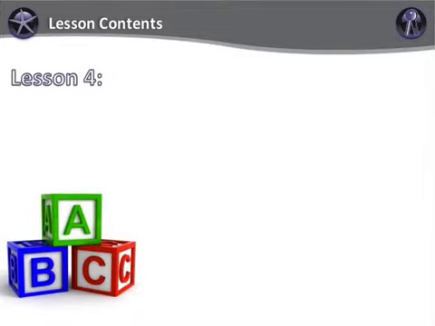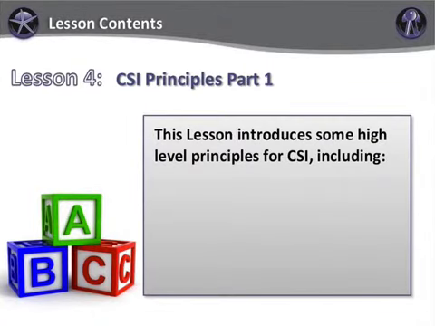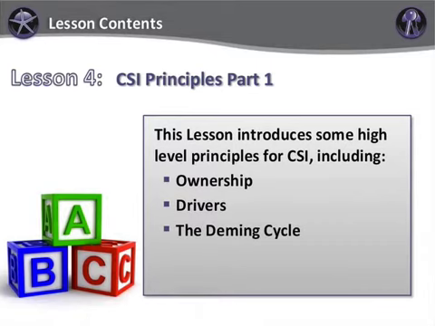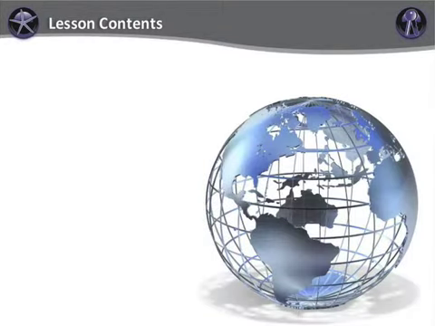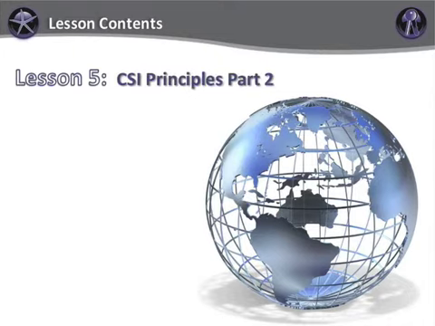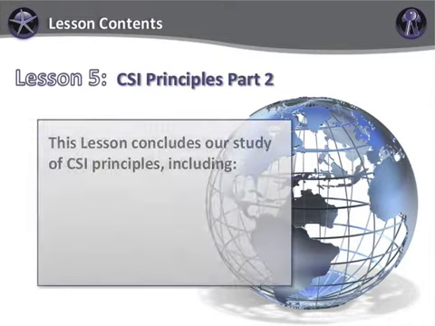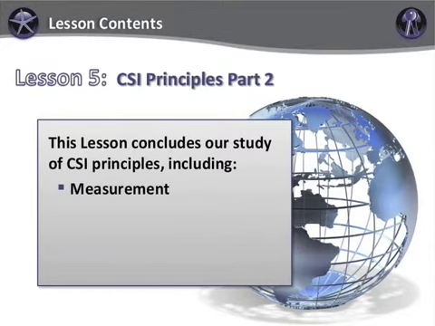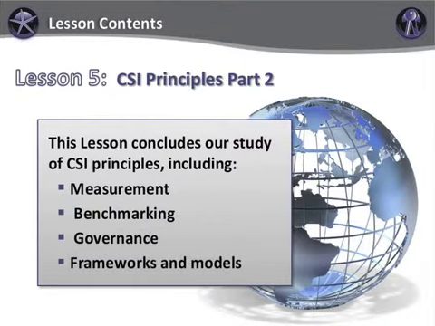Next, Lesson 4 will start to introduce us to some of the principles of continual service improvement. This will include setting the scene, looking at ownership, drivers, and concepts, such as the Deming cycle and the 7-step improvement process. In Lesson 5, we'll complete the second lesson studying the principles of continual service improvement. This lesson will go on to look at measurement, benchmarking, and governance, as well as looking at other frameworks and models that support continual service improvement.